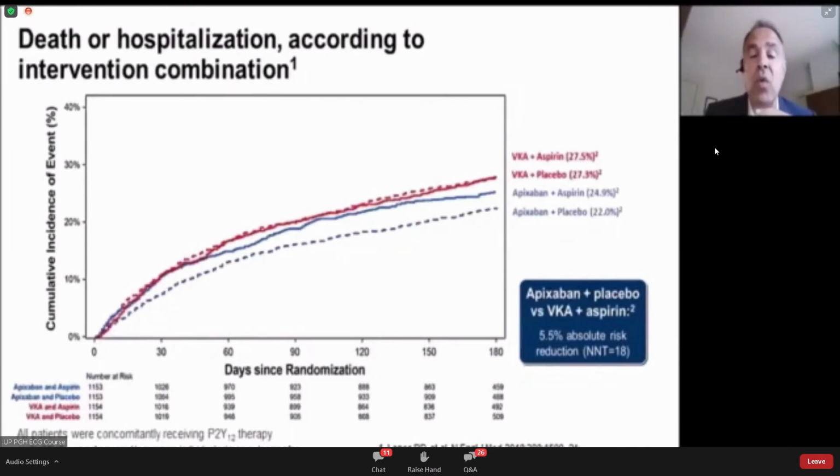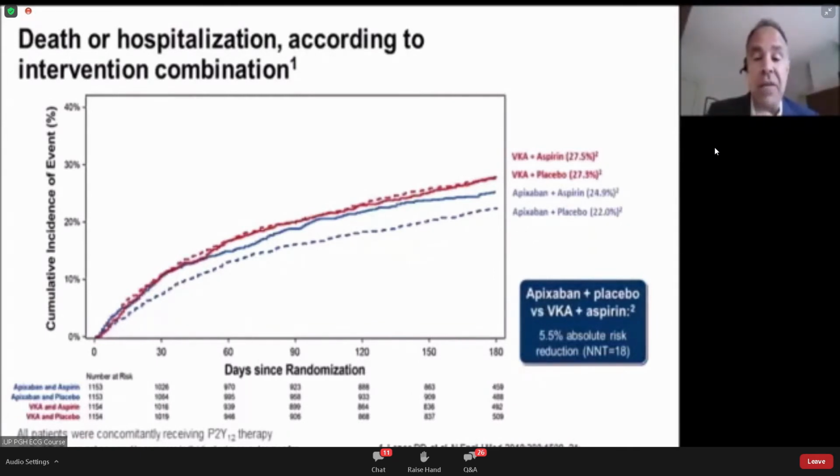Now, even though we had 4,600 patients, we were powered to look at major bleeding and clinically relevant non-major bleeding, but we were not powered to specifically look at ischemic events. But we pre-specified as a key secondary outcome in the trial the time to first death or any type of hospitalization, whether it was bleeding related, cardiovascular related, just any type of hospitalization and all-cause mortality.